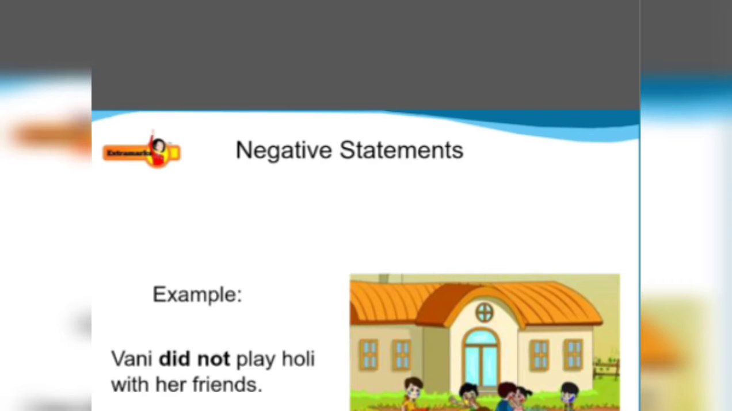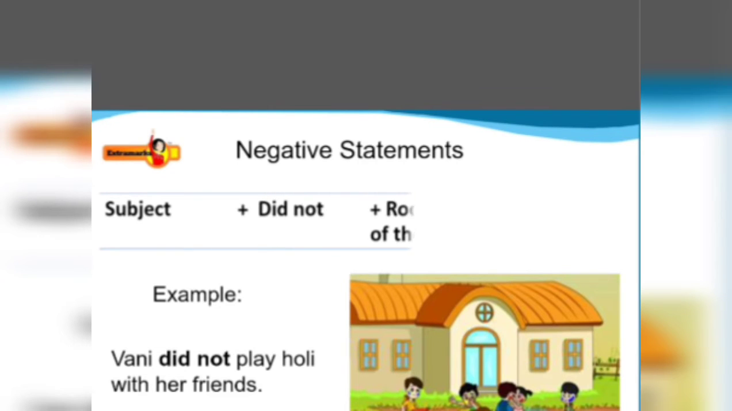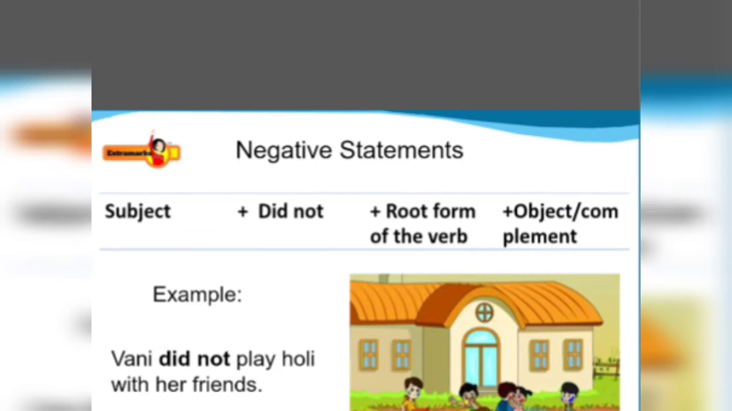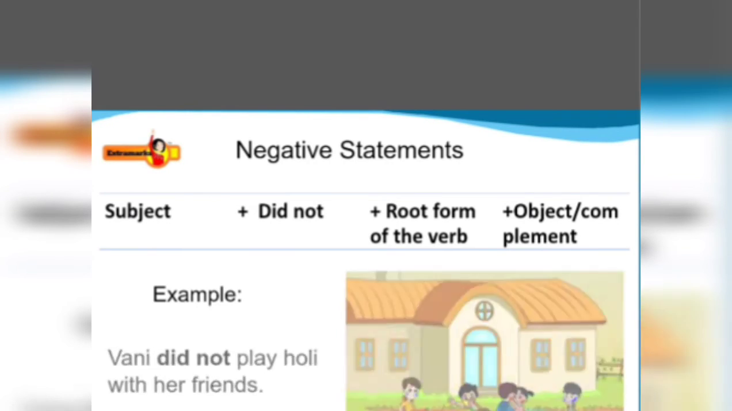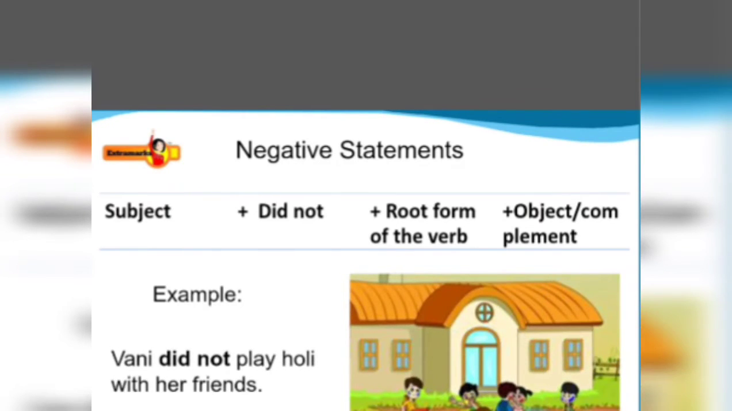Children, we can make negative statements by following the given rule. We can use a subject with did not and add the root form of the verb and the object or complement and make a negative statement. Example: Vani did not play Holi with her friends.